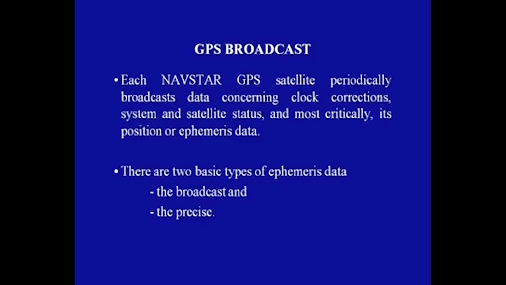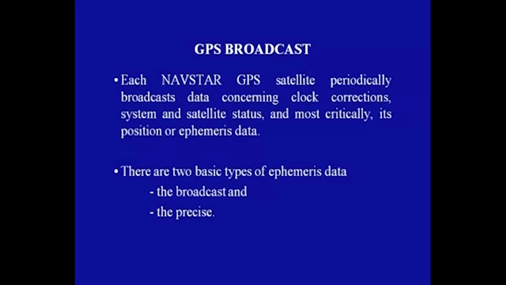Each NavSat GPS satellite periodically broadcasts data concerning clock corrections, systems and satellite status, and most critically its position or ephemeris data. This is a very important information in GPS point calculation procedures. Without this, one cannot expect a good result or an answer through a GPS observation setup.